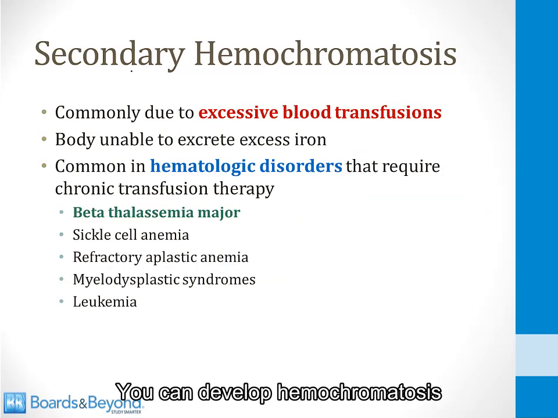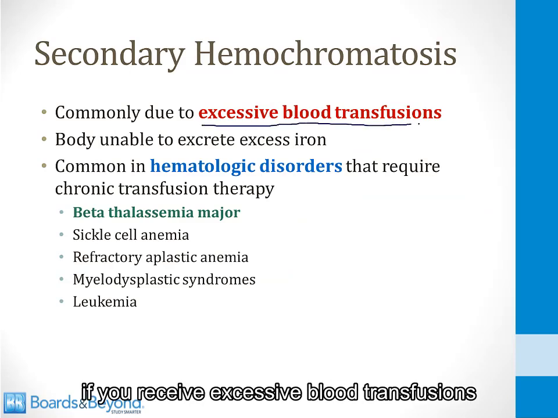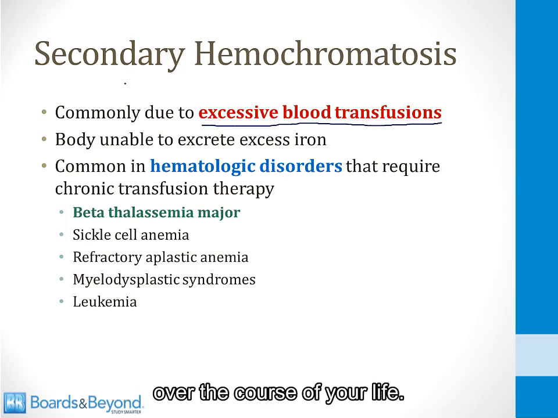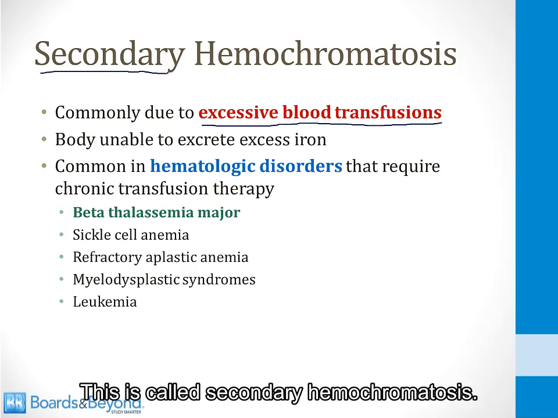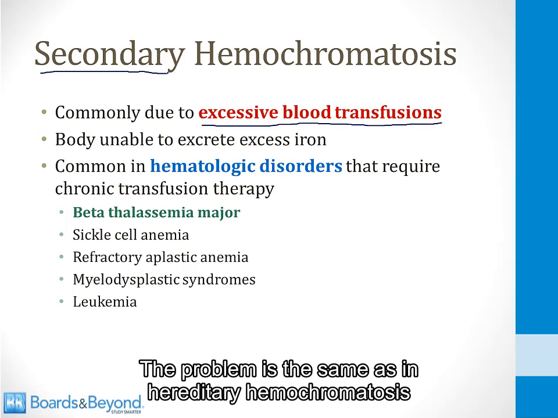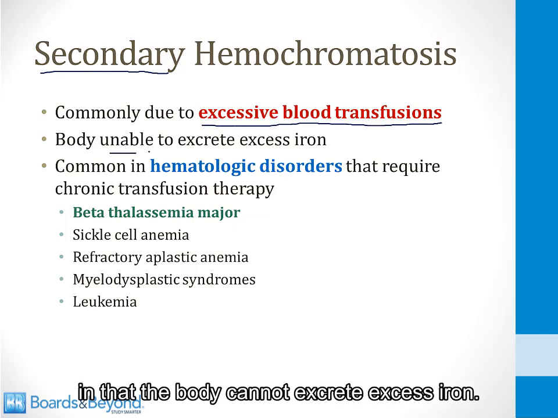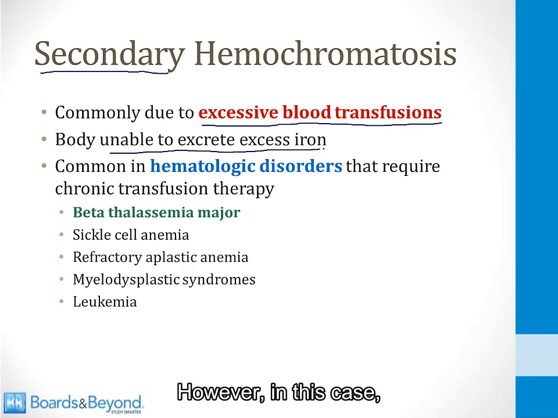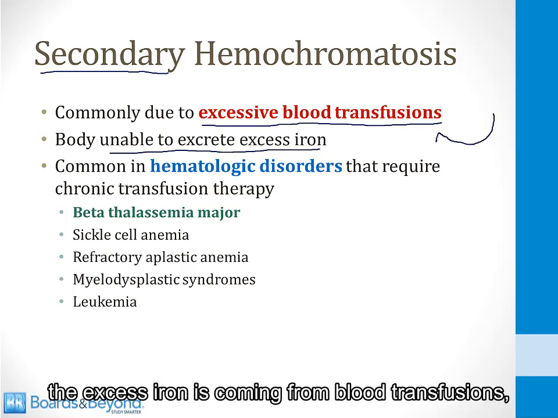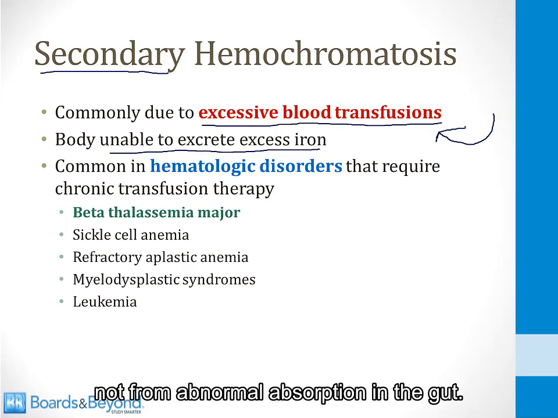You can develop hemochromatosis without an abnormal HFE protein if you receive excessive blood transfusions over the course of your life. This is called secondary hemochromatosis. The problem is the same as in hereditary hemochromatosis in that the body cannot excrete excess iron. However, in this case, the excess iron is coming from blood transfusions, not from abnormal absorption in the gut.